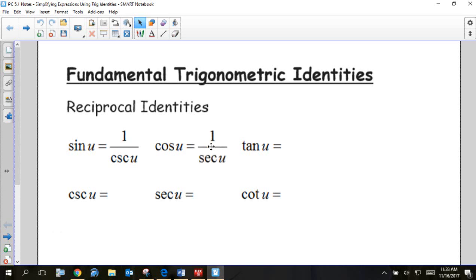The reciprocal of tangent u is, any guesses? 1 over cotangent u. And the reciprocal of cosecant u is 1 over sine u. Secant is 1 over cosine, and cotangent is 1 over tangent. Those are reciprocal identities. That means if I ever see 1 over sine in a problem, I could, if I wanted to, make it cosecant. They're equal to each other, so I can substitute them.